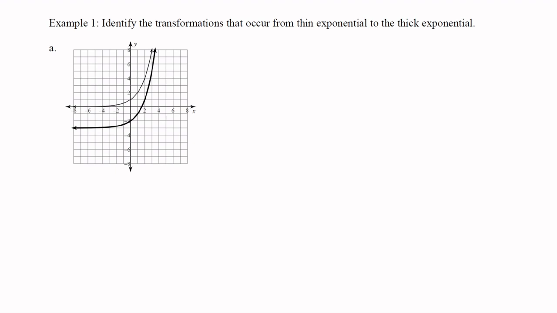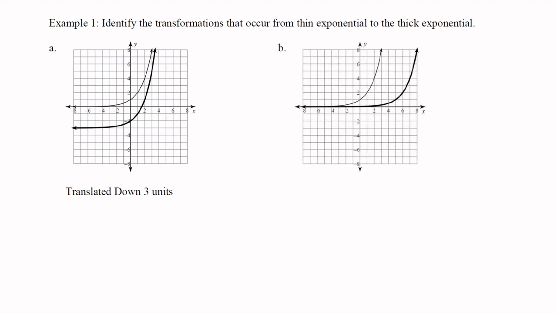So let's identify the transformations that occur from the thin exponential to the thick exponential. Our thin exponential is our parent function, and we're going to see what transformation occurs here. Well, our horizontal asymptote goes from y equals 0 to y equals negative 3. So we have translated down 3 units. For b, our horizontal asymptote has not moved, but we have shifted that y-intercept to the right by 5 units. So we have translated right 5 units.